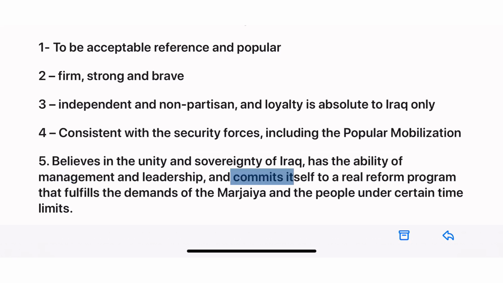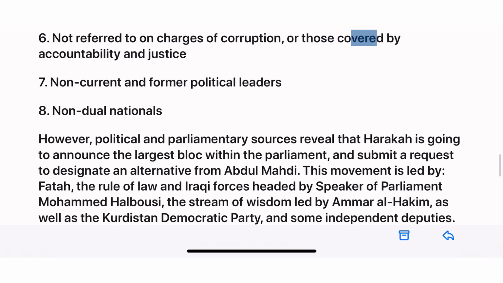Believes in the unity and sovereignty of Iraq, has the ability of management and leadership, and commits itself to a real reform program that fulfills the demands of the Marja'i and the people under certain time limits. 6. Not referred to on charges of corruption, or those covered by accountability and justice. 7. Non-current and former political leaders.